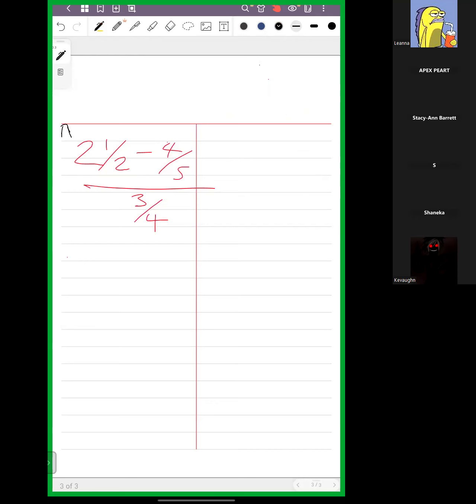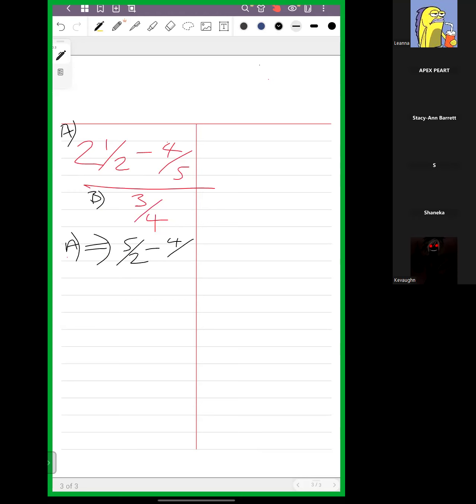I'm going to label the top section of the problem A, and I'm going to label the bottom section B. And then I'm going to just go down here. So I'm going to write A, and then I'm going to work out A. The A section of the problem requires me to do only one conversion, which is to say 2 multiplied by 2 is 4. 4 plus 1 is 5 over 2. Take away 4 over 5, which is just 4 over 5.